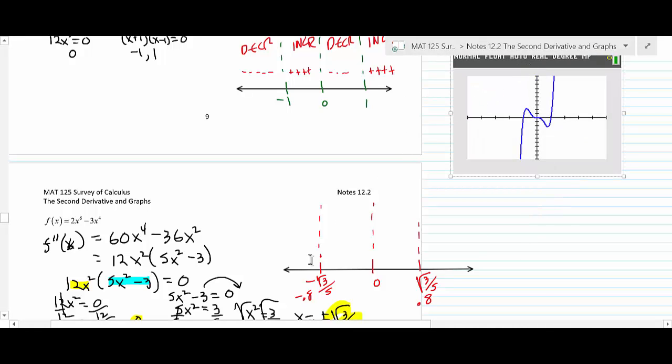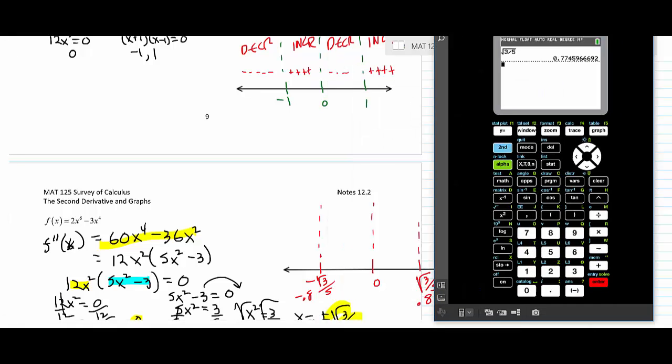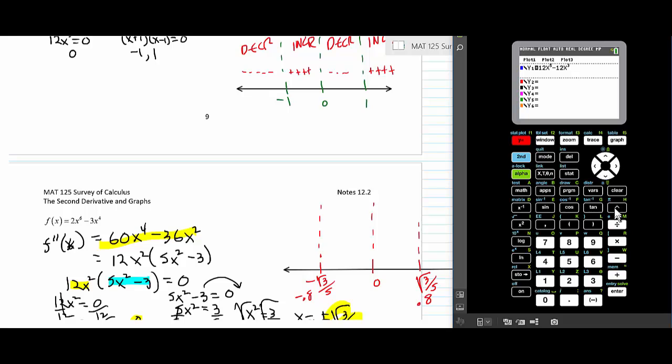You can do test points and plug them into the first derivative, or the second derivative if you want to. Here's another approach. Let's do it on the calculator this time. What do you want to graph? The second derivative. So let's put in 60 x to the 4th, minus 36 x to the 2nd. I keep forgetting about that exponent. So it's 60 x to the 4th, and get out of the exponent and then go minus 36 x to the 2nd.